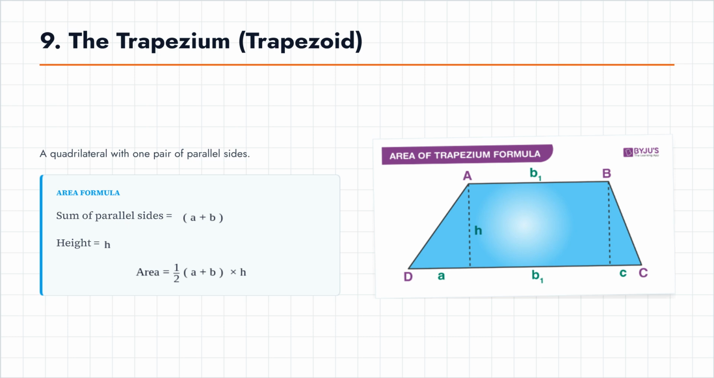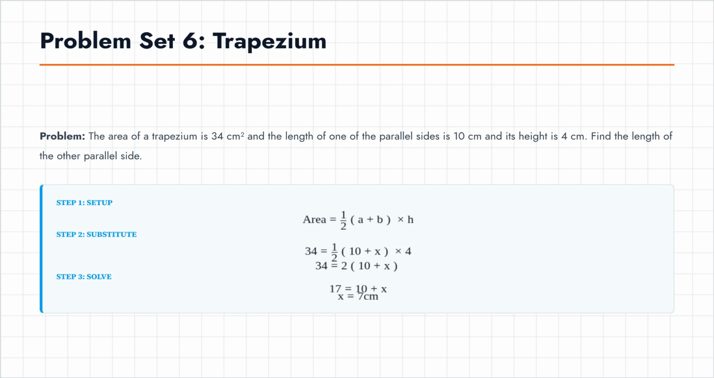The area formula is 1/2 times the sum of the parallel sides, multiplied by the height. Problem set 6 involves finding the length of the other parallel side of a trapezium. Given the area, height, and 1 parallel side, we substitute these values into the area formula and solve, finding the unknown side is 7 centimeters.